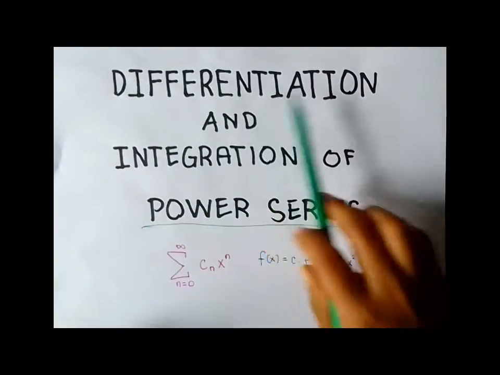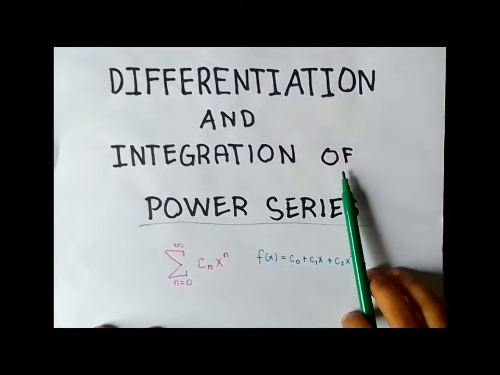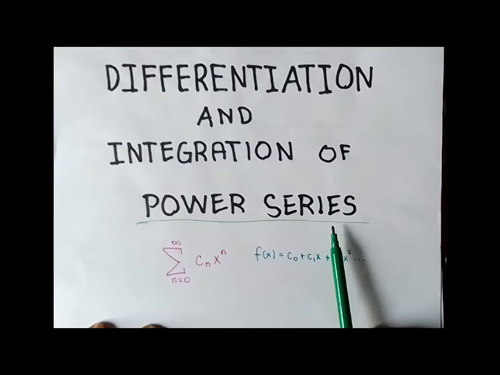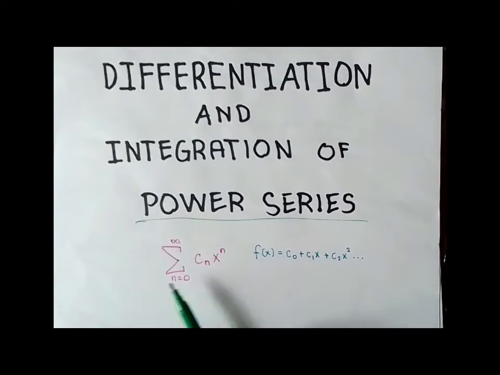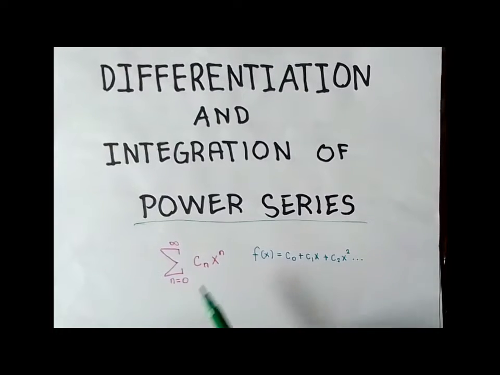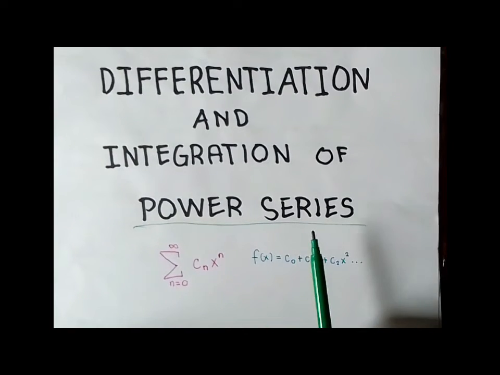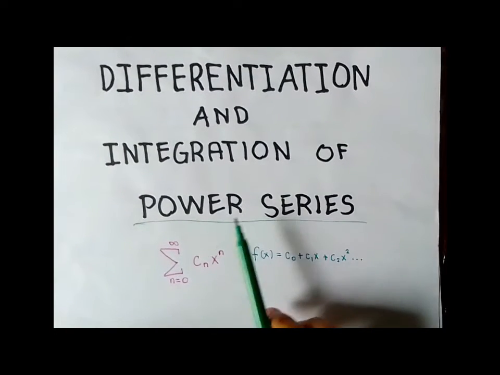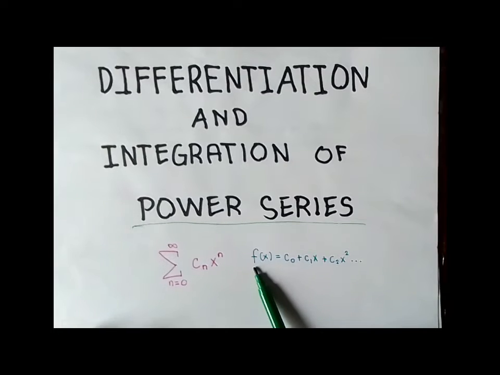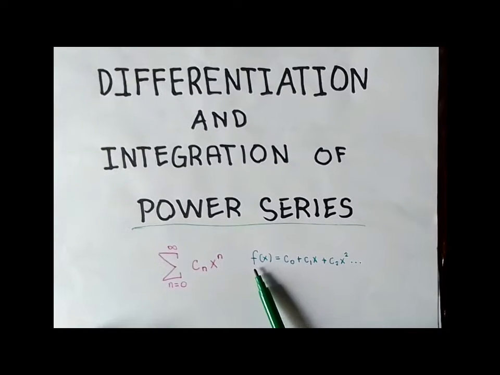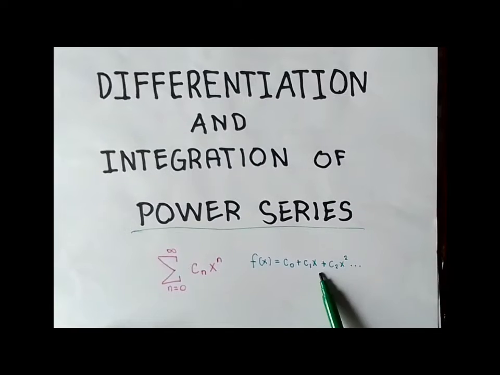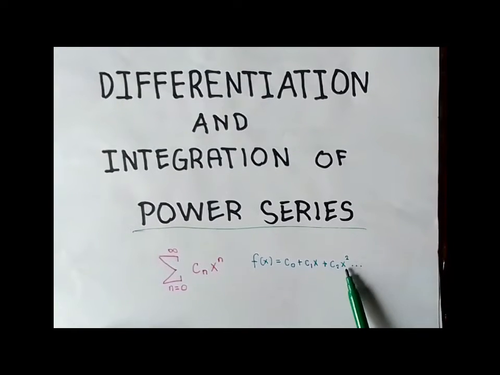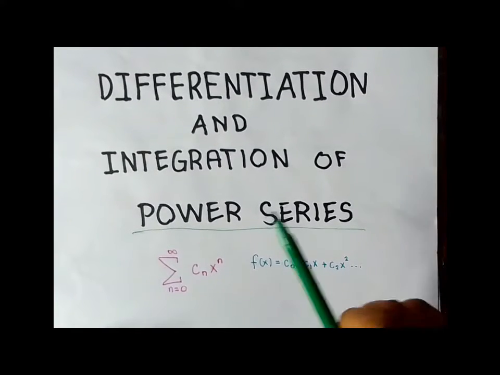Learning differentiation and integration of power series. Then remember the power series, the summation of c_n x^n, n equals 0 to infinity. Then the chain rule applied to a power series, then the function becomes f of x equals c0 plus c1 x plus c2 x squared to infinity.